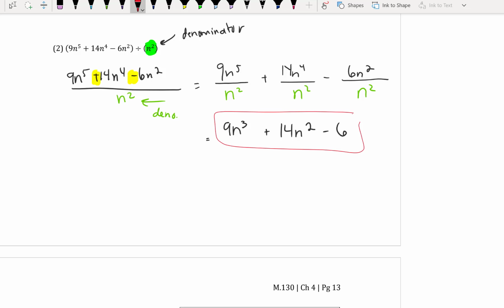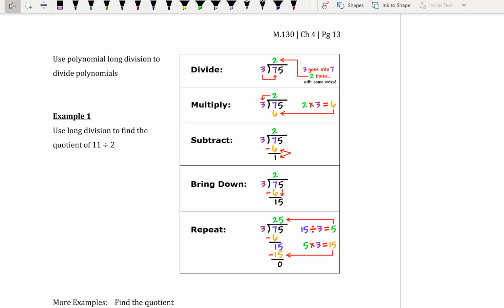So that's how I'm going to get my final answer of 9n to the 3 plus 14n squared minus 6. Now what we want to do next is remember how to do long division. So remember, when you do long division, you divide, you multiply, you subtract, you bring down, and you repeat, right?